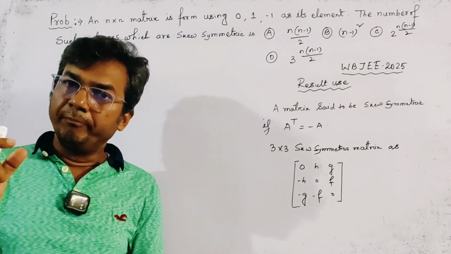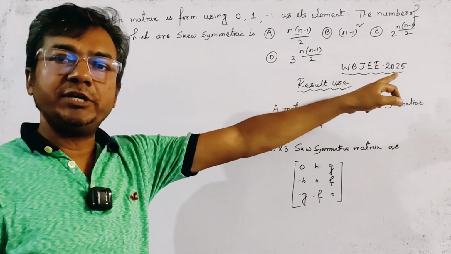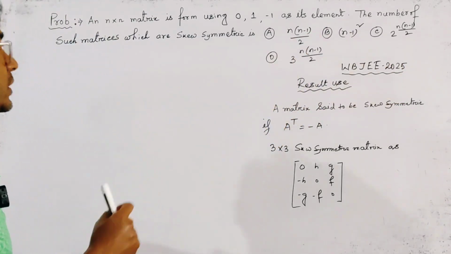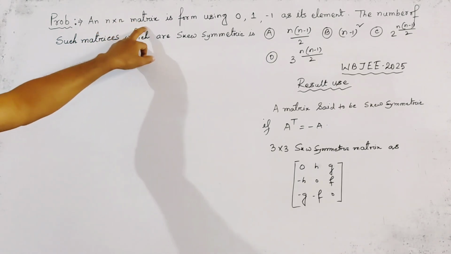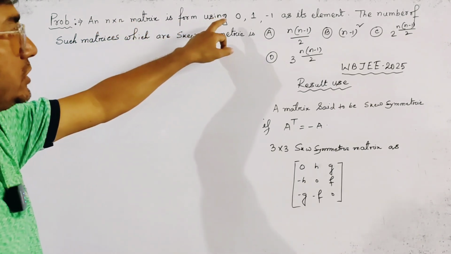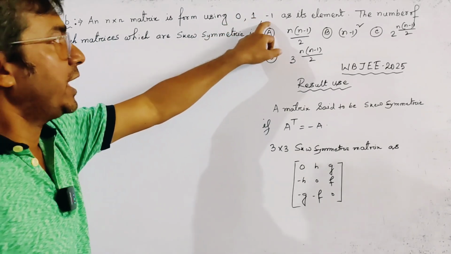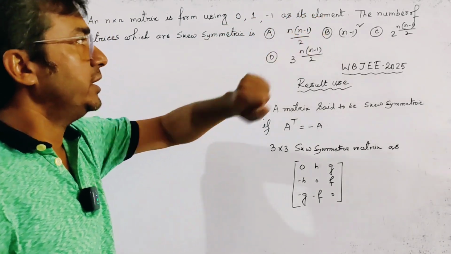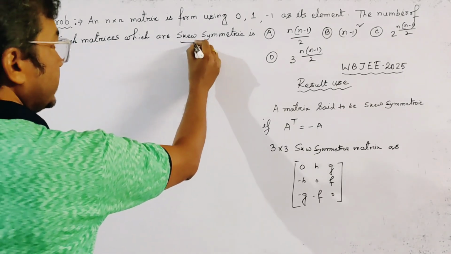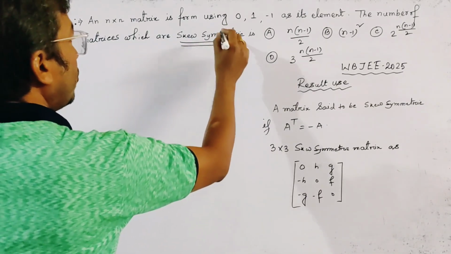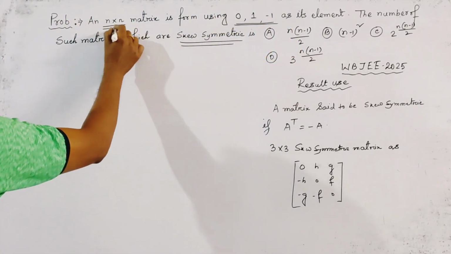Problem from matrices, and this is from WBJEE 2025. The problem is: an n cross n matrix is formed using only 3 elements, 0, 1 and -1, as its elements. We need the number of such matrices which are skew symmetric, formed only by these 3 elements.